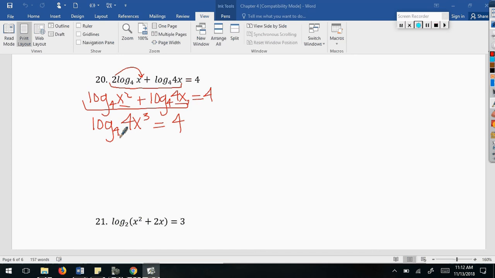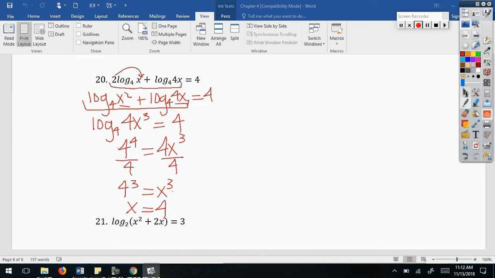4 to the fourth power equals 4x to the third power. Need to get x by itself, so I'm going to divide by 4. So 4 to the third equals x to the third, and of course, since the exponents are the same, x must equal 4. Okay, for the next one, actually the last one here.